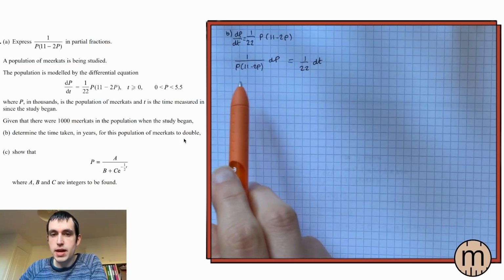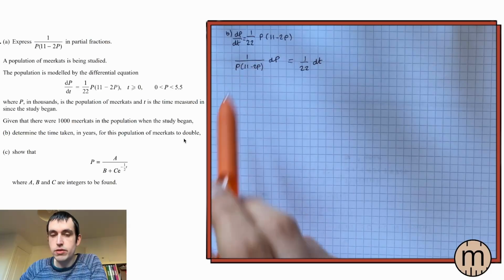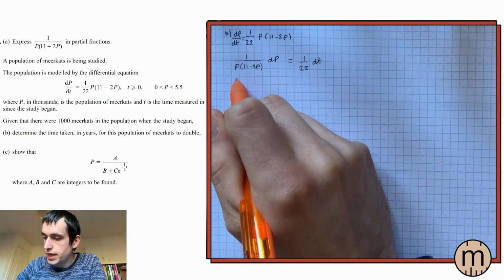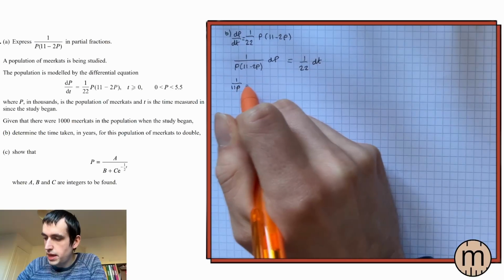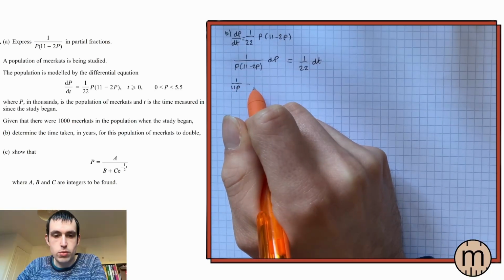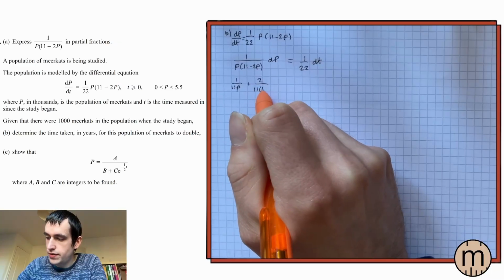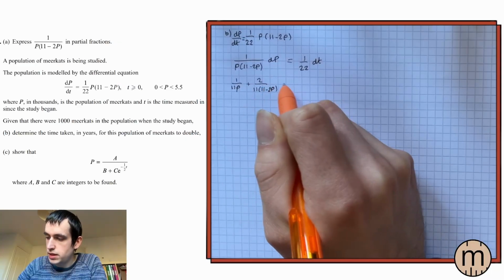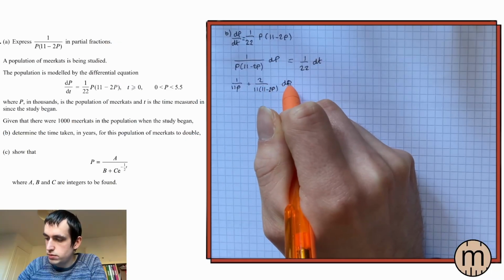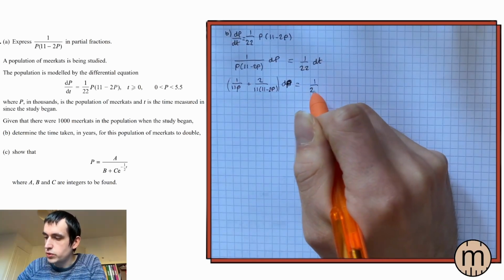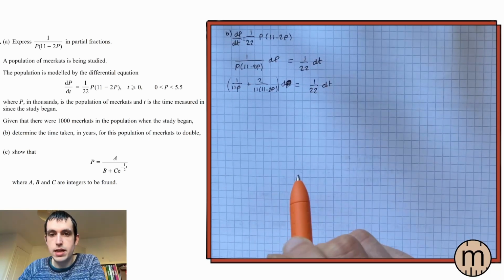Next, I'm going to use part A. In part A, we found the partial fractions, so it would seem a bit silly not to use them. And what we're going to get is 1 over 11p plus 2 over 11 minus 2p. Oh, that's supposed to be a dp. Put that in brackets, and it should be equal to 1 over 22 dt.